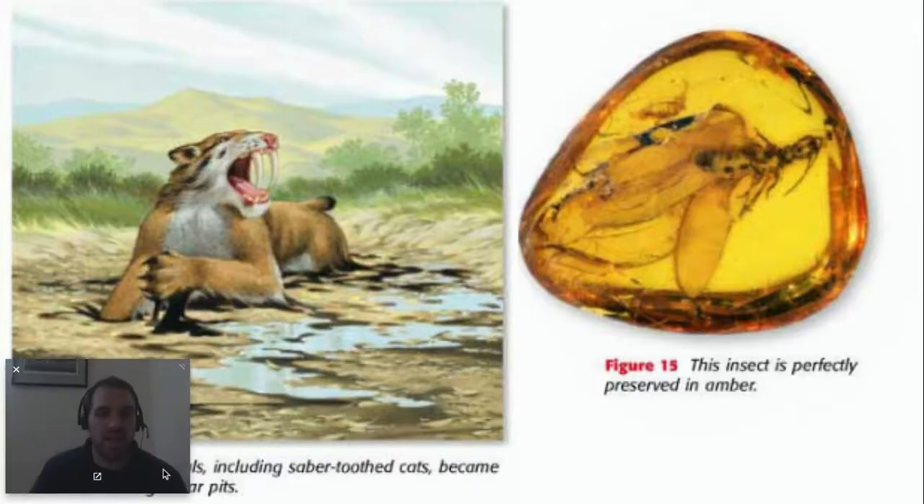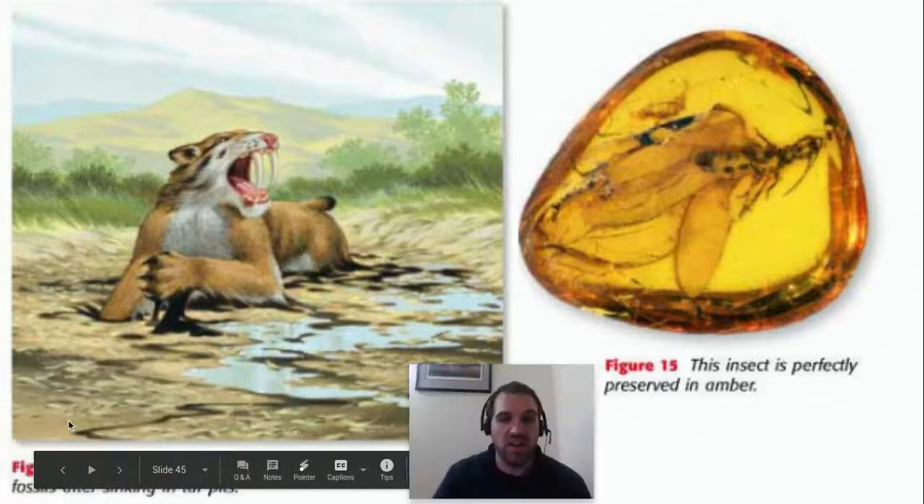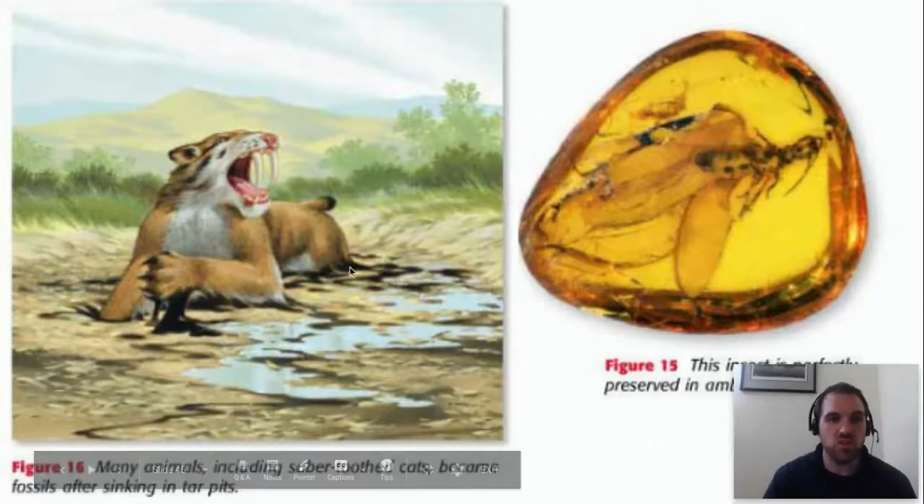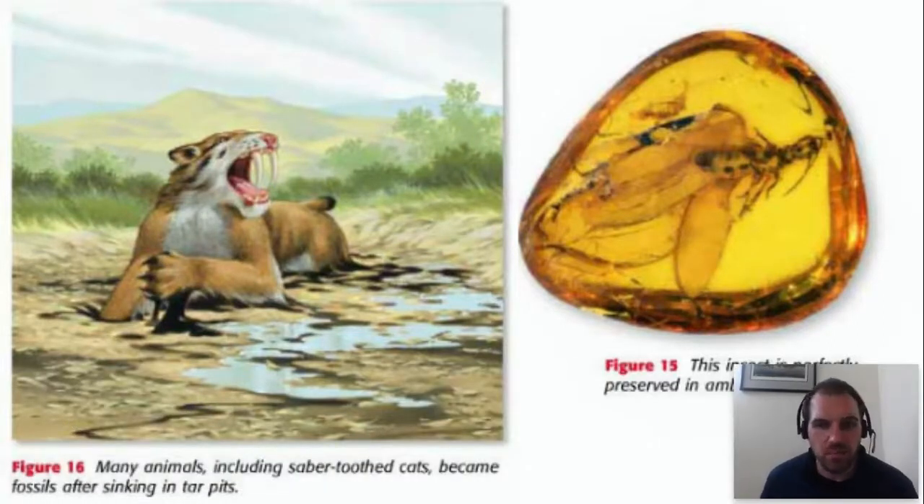There are a couple of different ways that animals can become fossilized. One on the left here is a smilodon, or a saber-toothed tiger. There are certain places called tar pits where the tar is very, very sticky. If you are an animal that's unfortunate enough to get caught in one of those tar pits, you could still be alive and there's no way to escape. It's kind of like quicksand. And then you're just caught in there. There are certain tar pits where they've found tons and tons of bones, because animals were unlucky enough to get stuck there.